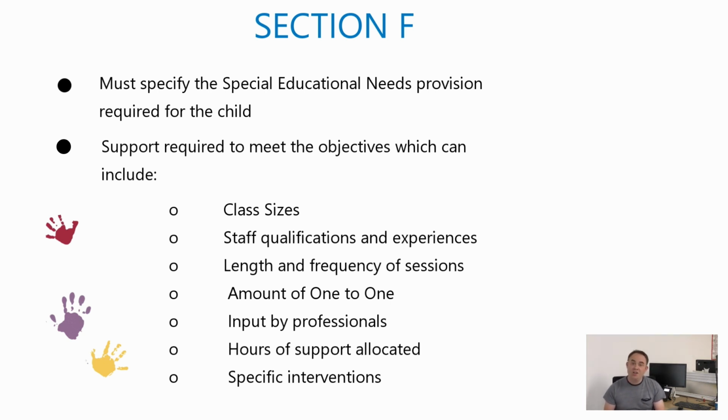The kind of things that you can have specified are the size of classes. So for example, if the child needs to be educated in a class of, say, not more than 6 children, that fact should be specified if that's what the evidence says. The staff qualifications and experience should be specified. So for example, if your child is to receive a particular level of learning support assistance, what level of learning support is needed? Is that from someone who's newly trained, or is that from someone who's experienced? Is it from someone who holds a particular qualification?